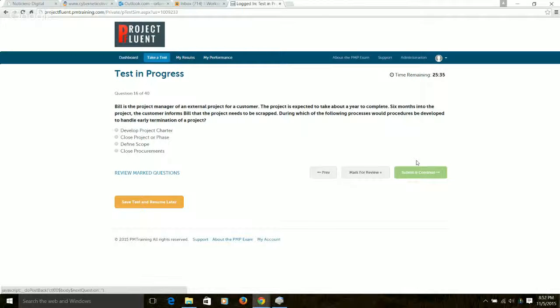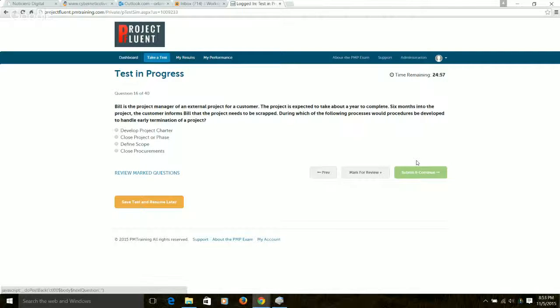Okay. Question number 16. Bill is the project manager of an external project for a customer. The project is expected to take about a year to complete. Six months into the project, the customer informs Bill that the project needs to be scrapped. During which of the following processes would procedures be developed to handle early termination of a project?